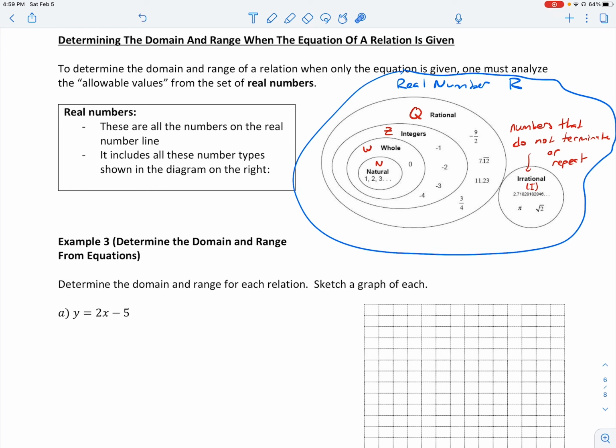So let's move into the lesson now. To determine the domain and range of a relation when only the equation is given, one must analyze the allowable values. When you're given an equation and trying to figure out the domain and range, the domain is all the values of x that are allowed to go into this function, and we want to write the set of all those numbers.